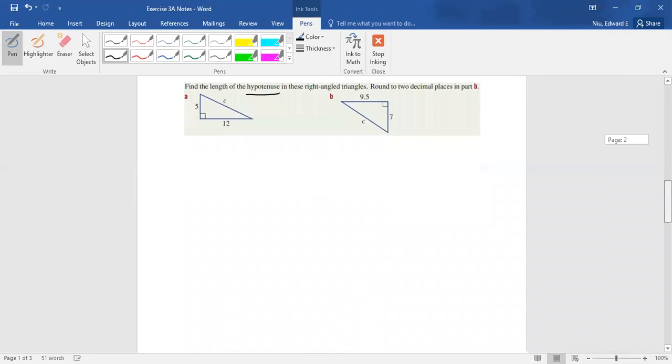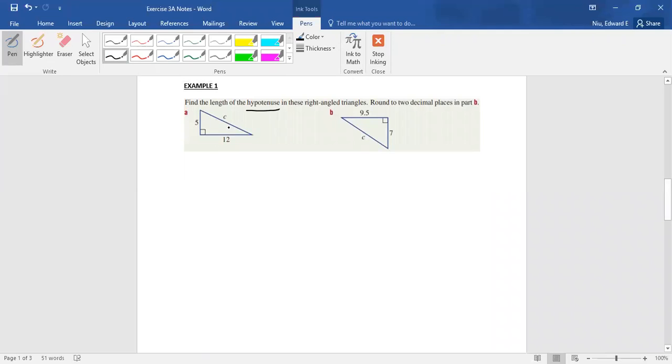And if we go back to our example here, the hypotenuse, the longest side, is on the diagonal, and it's always opposite the right angle. So hypotenuse on a diagonal slant and opposite the right angle always. So we write our formula, c squared equals the a squared plus the b squared.